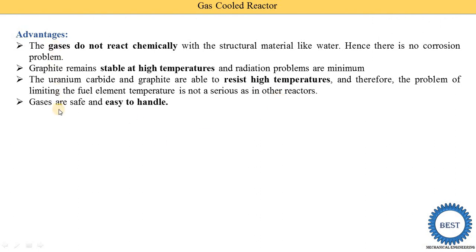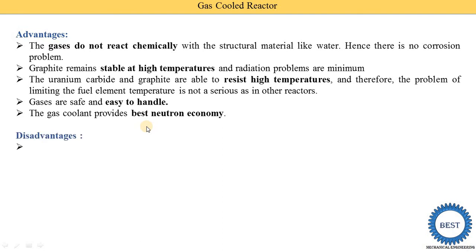Fourth advantage, gases are safe and easy to handle, meaning we can easily handle the gas. Fifth advantage, the gas coolant provides better neutron economy. Better neutron economy means the gas absorbs very few neutrons compared to water. Water absorbs more neutrons compared to gas. Here we use gas as a coolant, so it absorbs fewer neutrons, that's why it is called better neutron economy.